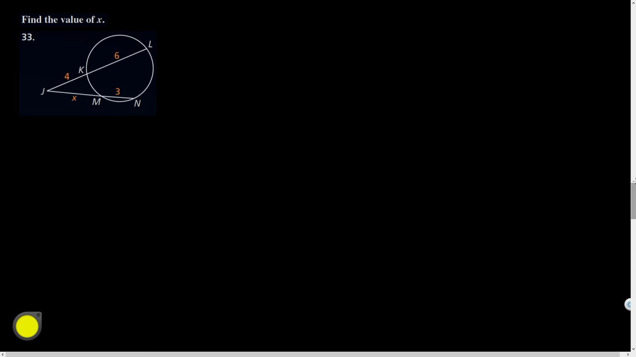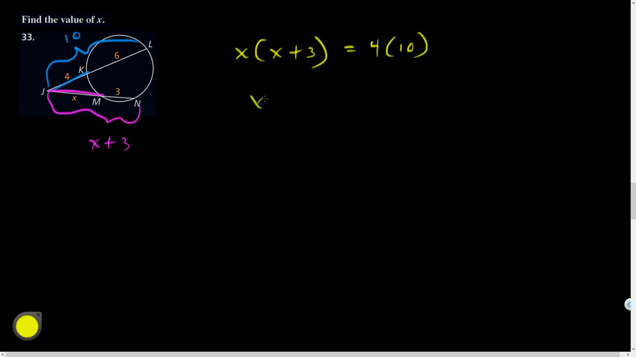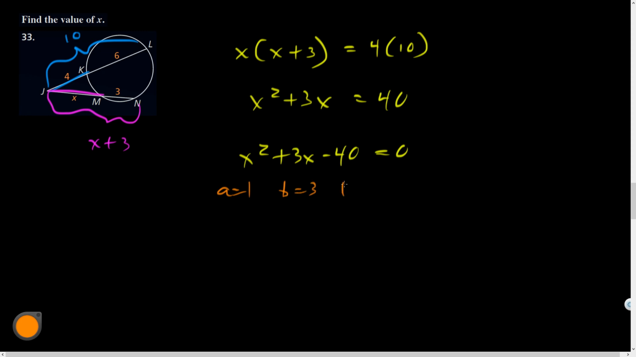Let's see, last problem. 33. So guys, if I have two secant segments, the idea was that the outside times the whole thing is going to equal the outside times the whole thing. And so really it's the setup that's tricky on these. So x times x plus 3 is going to equal 4 times 10. x squared plus 3x equals 40. And that looks like a quadratic again, friends. Watch how fast I do this.